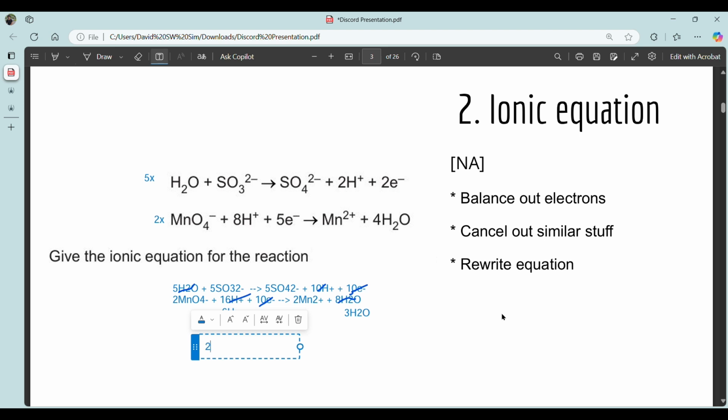Lastly, we can rewrite our entire equation: 2MnO4- plus 5SO3 equals 5SO4 plus 2Mn2+ plus 3H2O. There we have it. We have our full ionic equation.